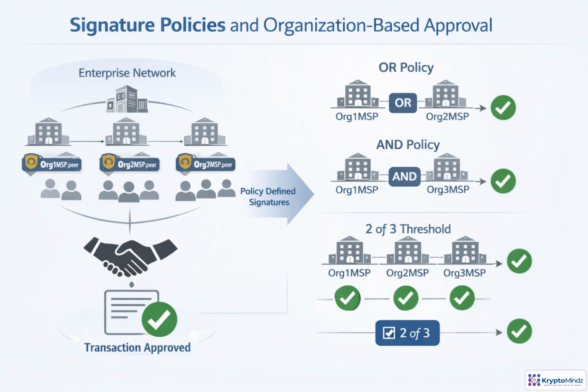Signature policies turn endorsement into governance. Rather than naming individual people, they usually name organizational identities, such as an org1 MSP peer or an org2 MSP peer. An OR rule keeps processing flexible by allowing any approved organization to endorse. An AND rule gives stronger joint control by requiring every named organization. Threshold rules like 2 of 3 balance resilience and oversight. A transaction is valid only when the collected signatures satisfy the policy.